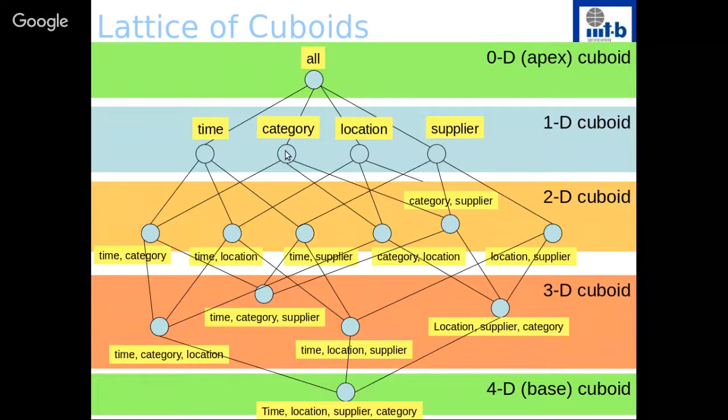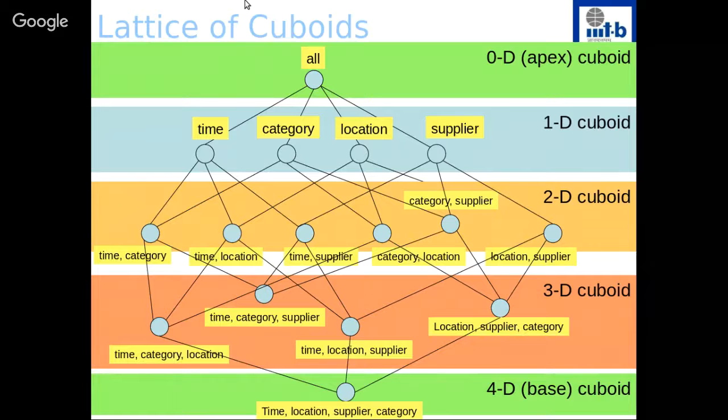If there are only three distinct categories, when I'm up here all the way at the 1D cuboid, I will have only as many rows as there are categories. When I'm looking at time as a 1D cuboid, I will have only as many rows as there are distinct time intervals in my data set, right? If my data is organized month wise, I will have January, February, March, and then 12 such rows will be there. Distinct locations are there, and supplier. So which is really small in number compared to your base cuboid.